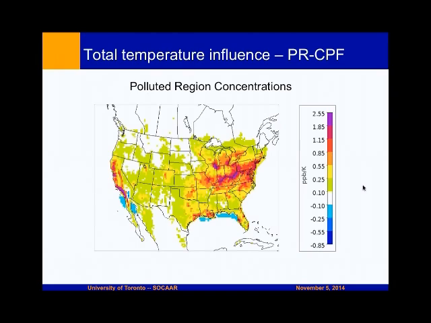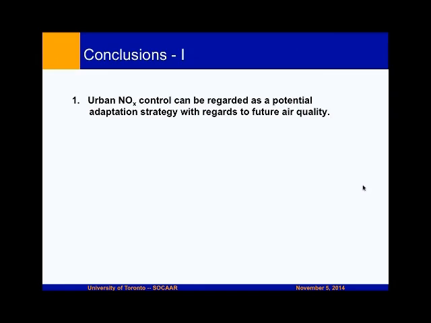And I think it's particularly important for urban areas. So one is that, in my opinion, you can argue that NOx control could be an adaptation strategy because of that.